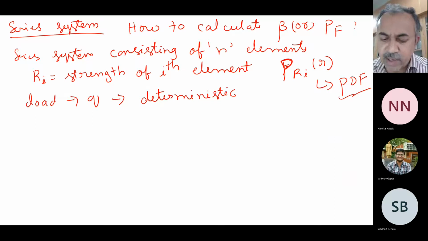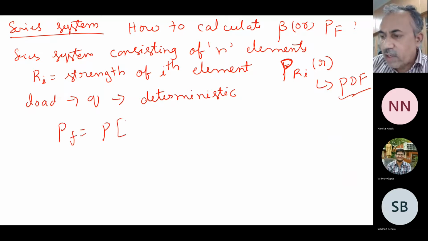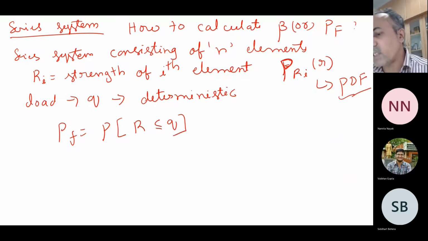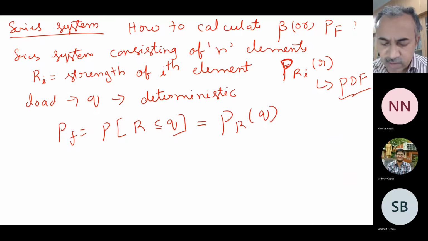Just for the time being, in terms of probability of failure, what do you mean by probability of failure? Probability of failure means the probability that your actual strength R should be less than or equal to this load. The resistance should be less than or equal to Q. Anyway, you can write this as P_R of Q itself.